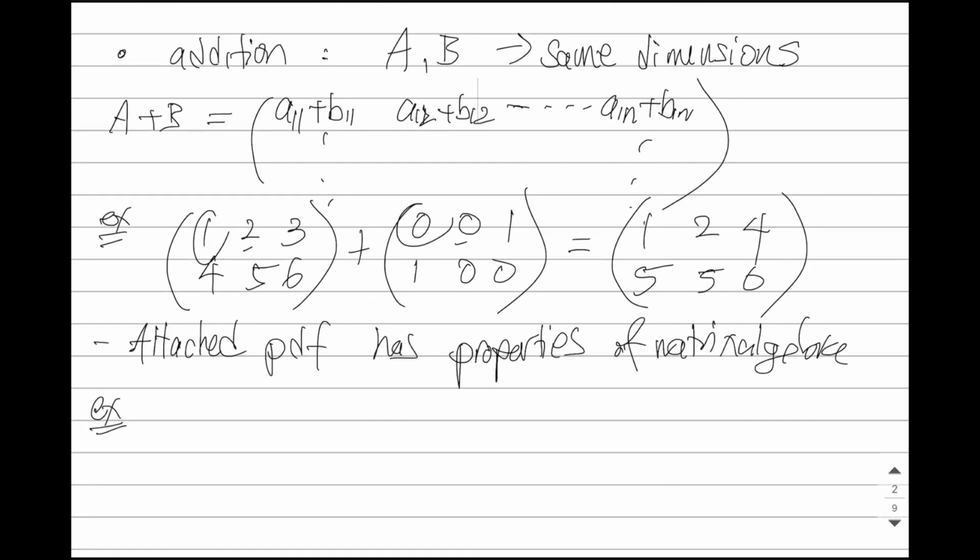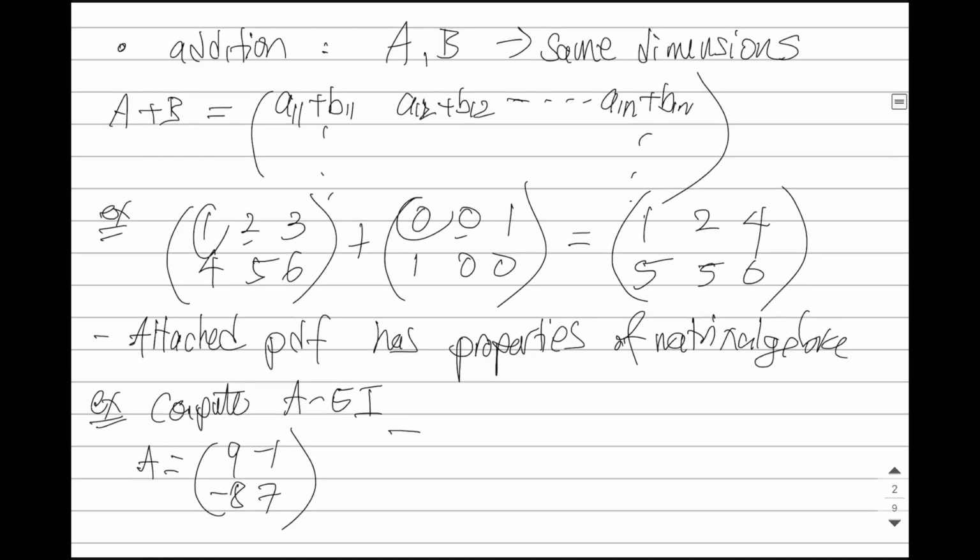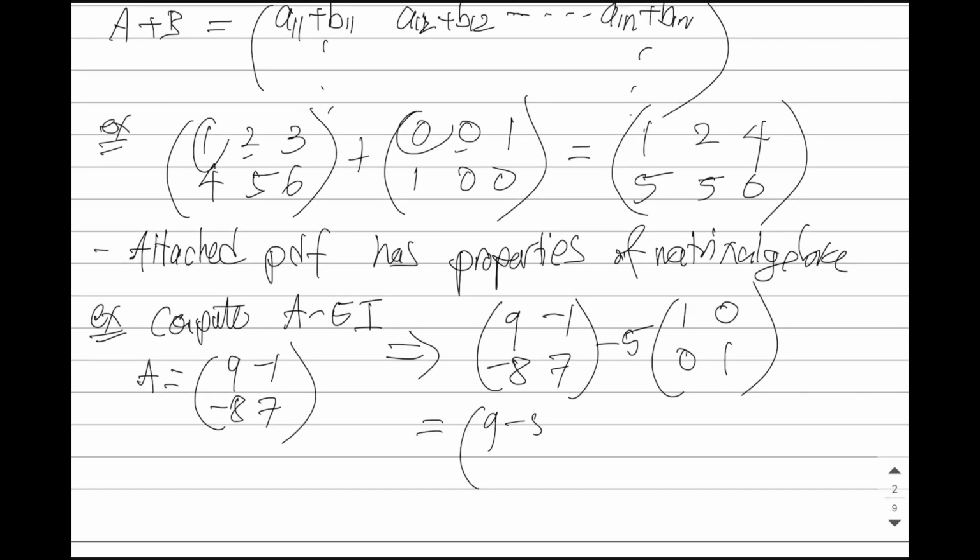So for example, let's compute A minus 5I. A is the matrix 9, negative 1, negative 8, and 7. Then 5I is just going to be 5 times the identity matrix. So if I put these two concepts together, 9, negative 1, negative 8, 7, subtract 5 times the 2 by 2 identity matrix, we'll get 9 minus 5 in that top entry, negative 1 minus 0, negative 8 minus 0, and 7 minus 5. We'll end up with 4, negative 1, negative 8, and 2. So doing matrix algebra with scaling and addition is pretty straightforward.